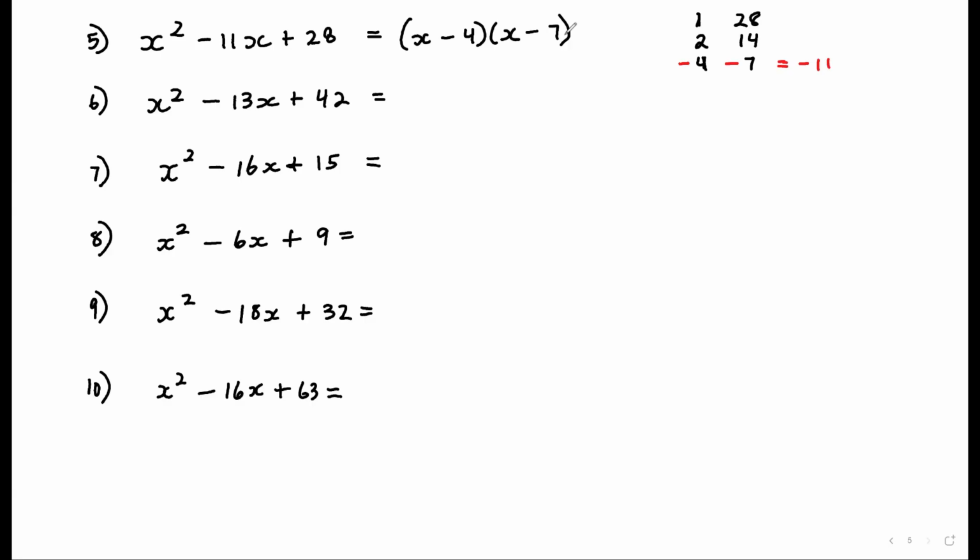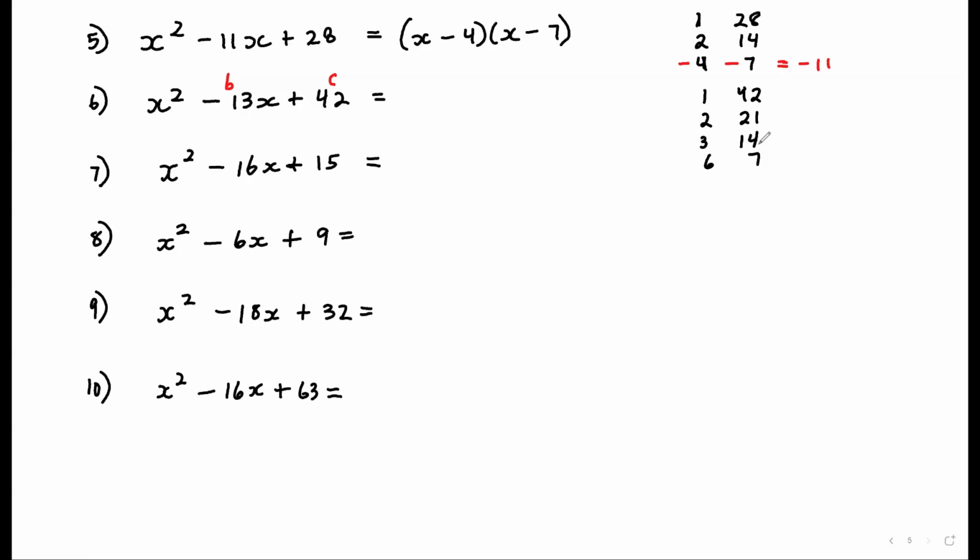What about number 6? What is B and C in number 6? C would be 42 and B is negative 13, right? So we have to list the factors of 42. They're extensive. They're 1 and 42, 2 and 21. Can 3 go? Yeah, 3 can go. 3 times 14 is 42. 4 can't go, 5 can't go, 6 could go. 6 by 7.